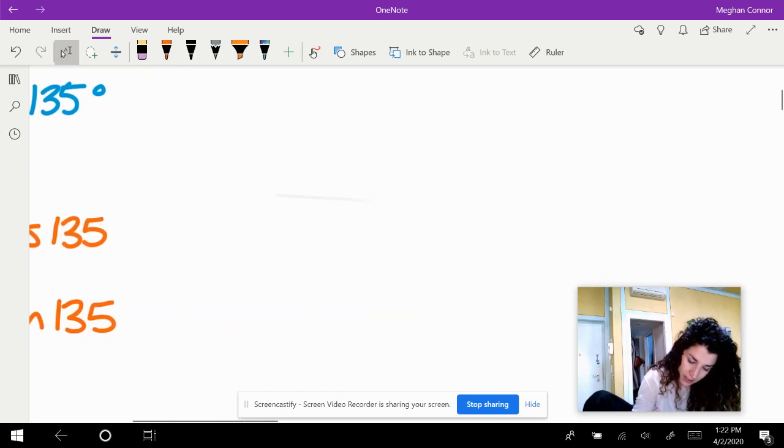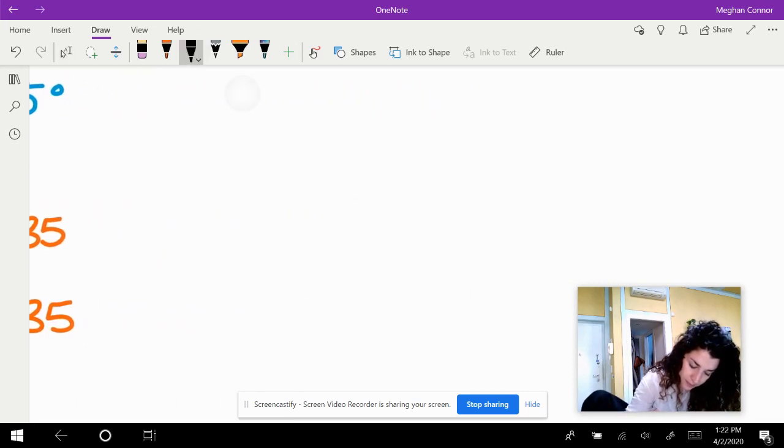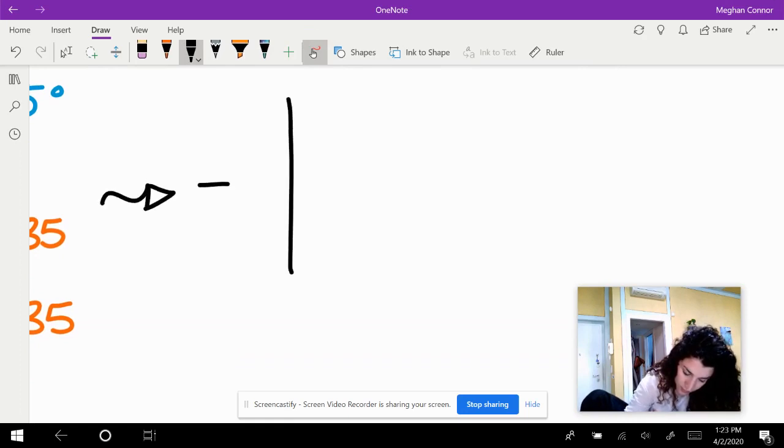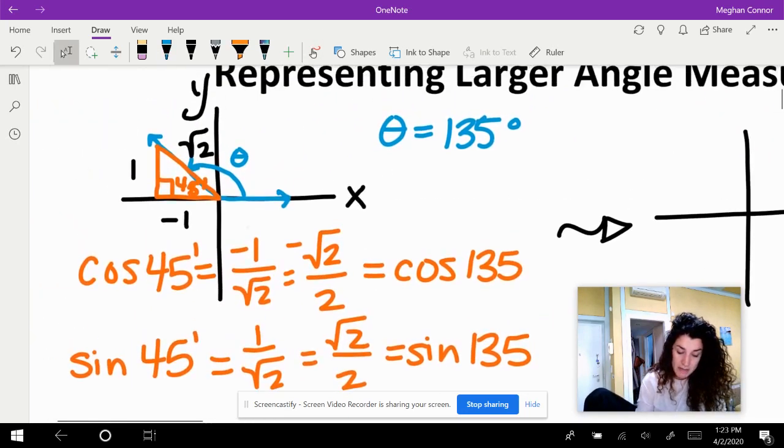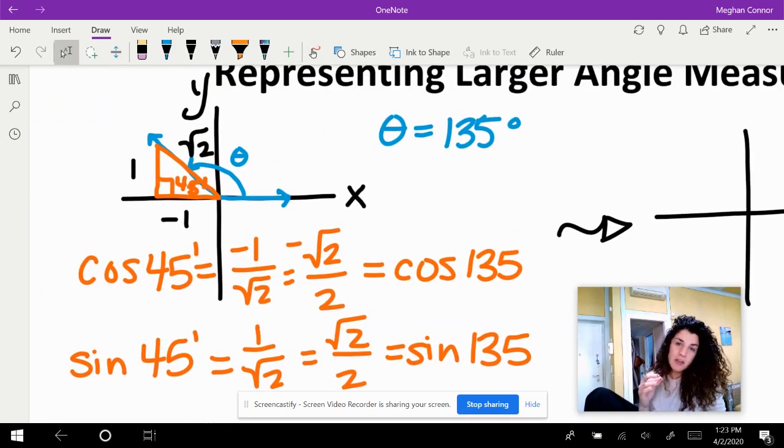Let's get a blank coordinate plane. Sine will be orange, and then cosine will be blue. If we look back over here and we're talking about the right triangle that we're making, the sine value always includes the opposite side length, and as a result, that will always involve our vertical shift or our vertical movement.